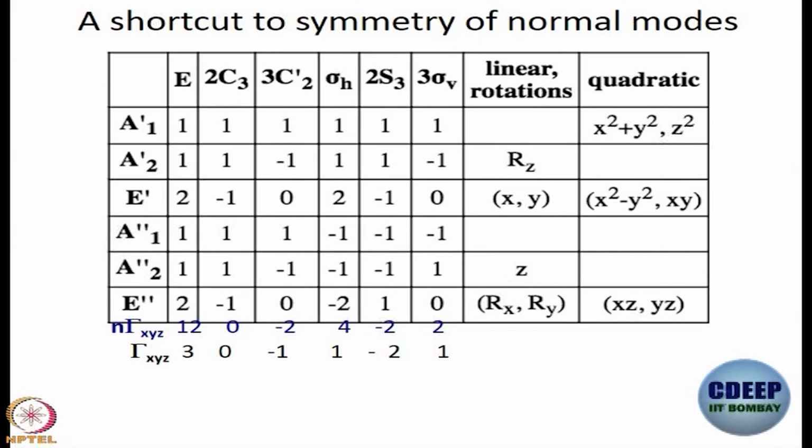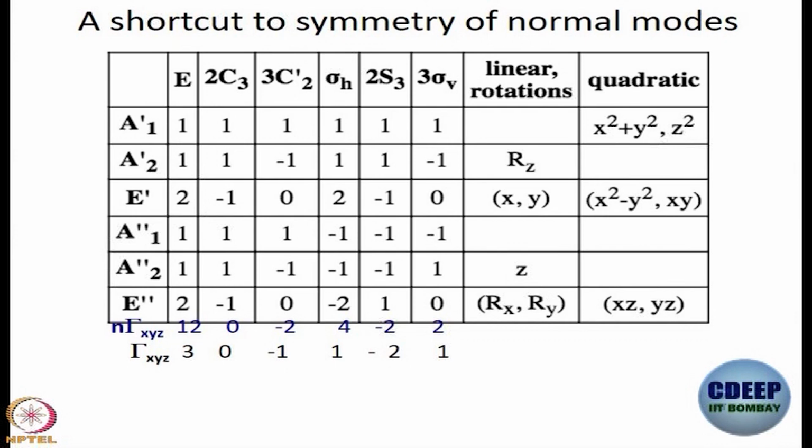Rx, Ry, where do they belong? E double dash and A2 dash. So if I add E double dash with A2 dash, then I should get gamma rot. Can you work that out for me? Let's work out gamma rot by adding the irreducible representations for which Rx, Ry, Rz are the basis. Answer?